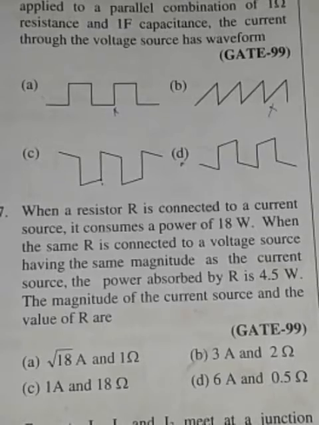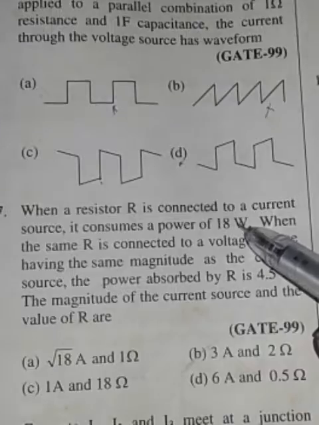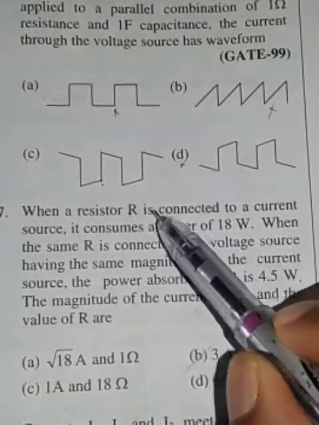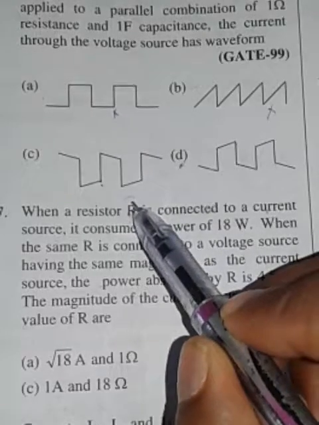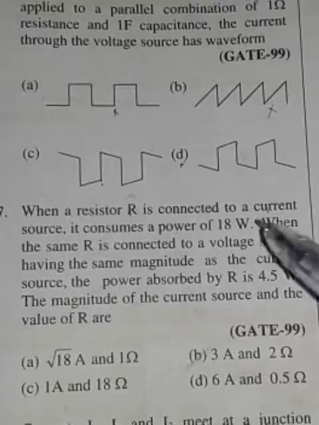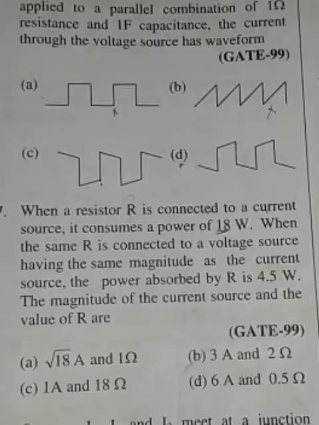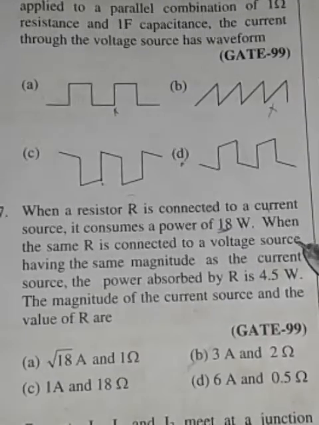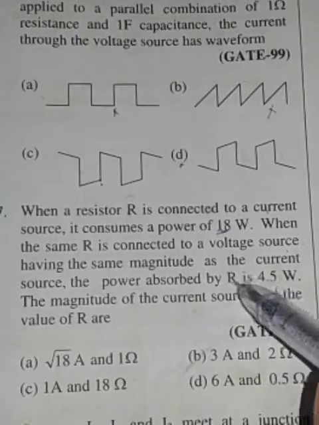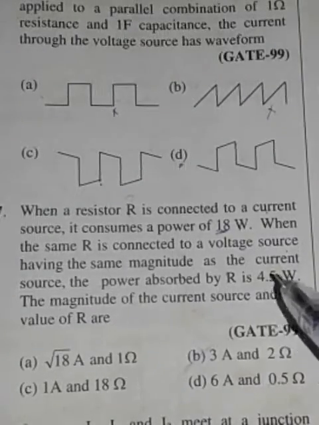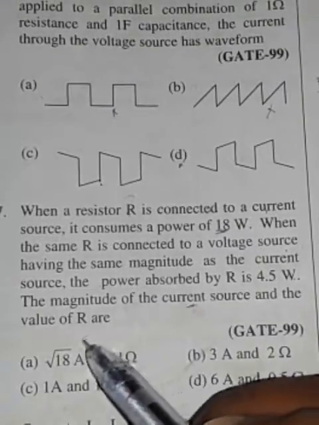So this is question number 31. In this question, one current source is there, and its resistance will be R, and it consumes 8 watt of power. This is the question they have given. I am explaining the meaning of the question. When we consider another voltage source whose value is equal to the current source, with the same resistance, it consumes 4.5 watt of power. They are asking to find the value of the current source and of R.